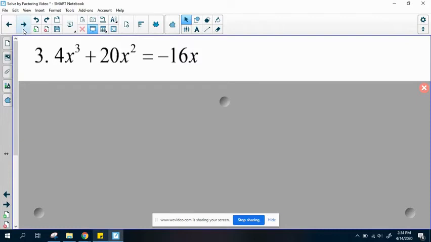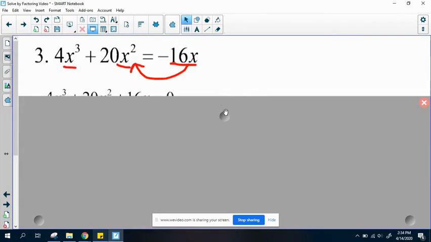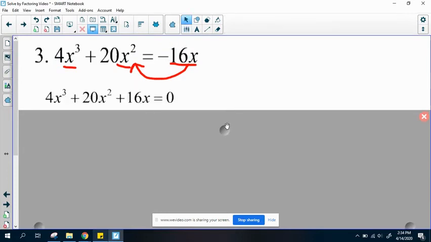So here's number 3. Same thing again. I need my answers to be in order. This one has a cube, then an x squared. So this one has x, so it's going to go on the end right here so that it goes in order, 3, 2, 1. Okay, because it's minus 16, I'm actually going to add it to the other side. And now I have it equal to 0. So that's step number 1. Make sure everything's on the same side in order. Step number 2 is see if there's a GCF.